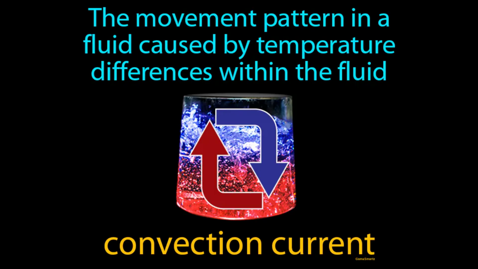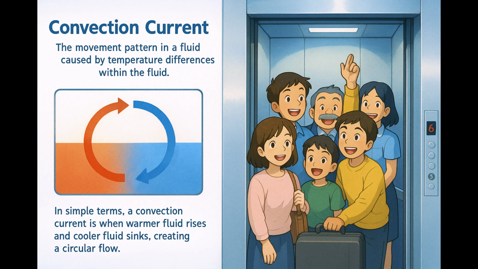The movement pattern in a fluid caused by temperature differences within the fluid. Convection current. In simple terms, a convection current is when warmer fluid rises and cooler fluid sinks, creating a circular flow. Imagine you're in a crowded elevator and everyone is trying to reach different floors.